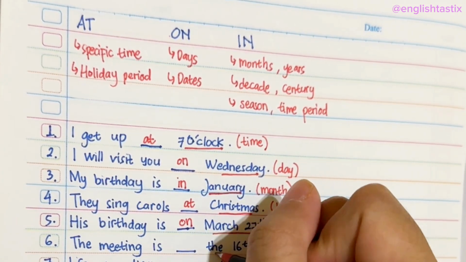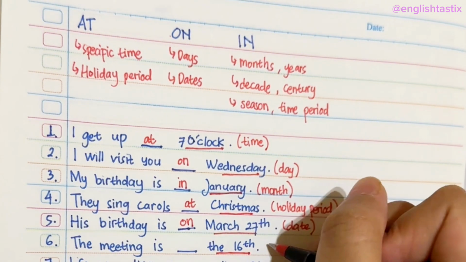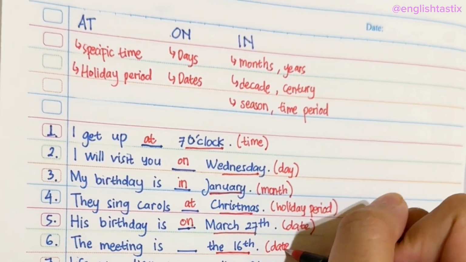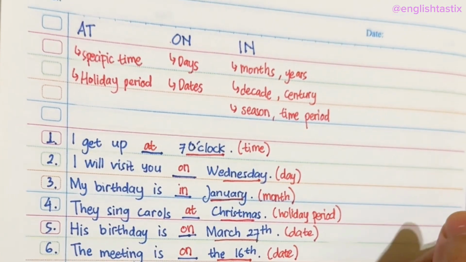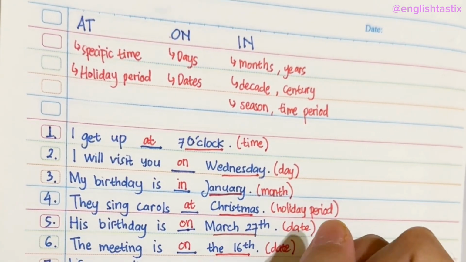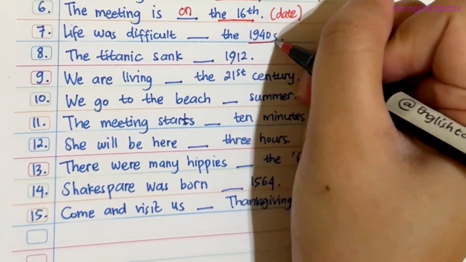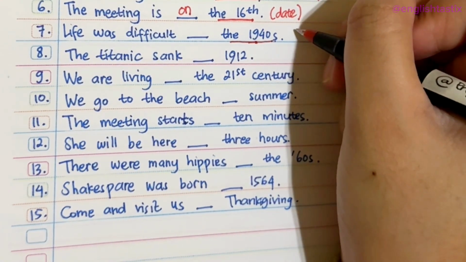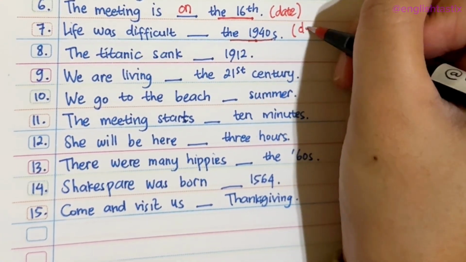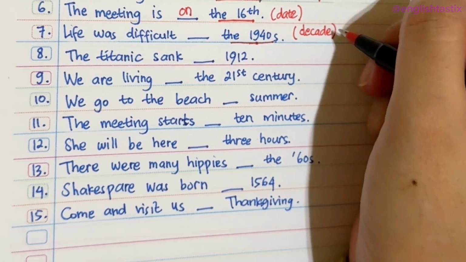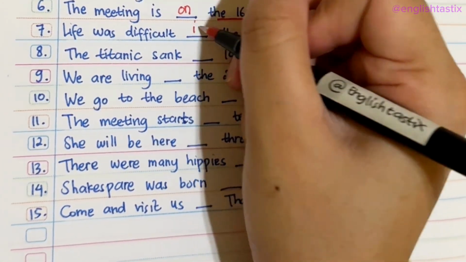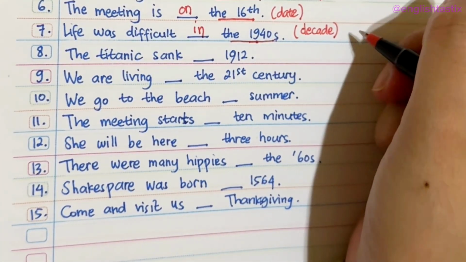The meeting is blank the 16th. It is a date, 16th. So we use on. The meeting is on the 16th. Next, life was difficult blank the 1940s. 1940s, decade. Alright? So we use in for decade. Life was difficult in the 1940s.